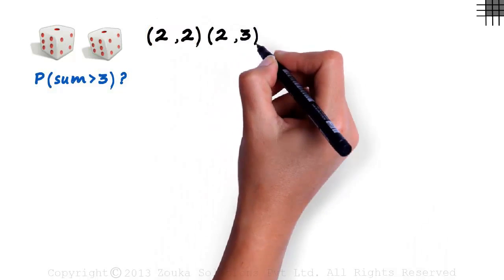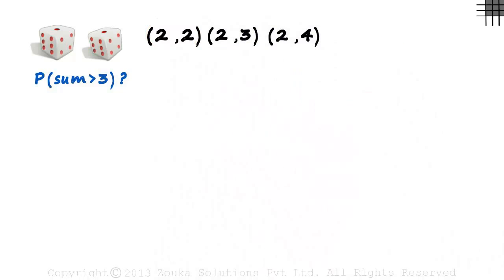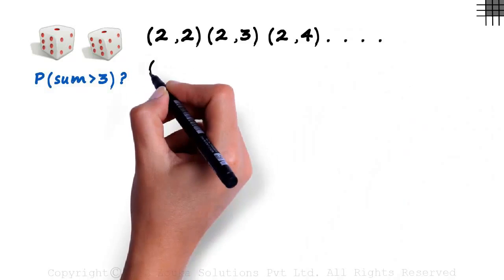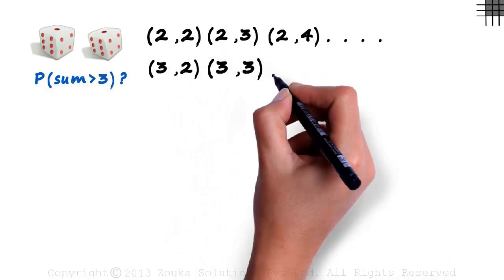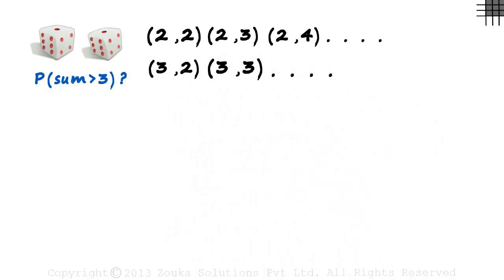2 and a 3, 2 and a 4, and so on up to 2 and a 6. Then a 3 and a 2, a 3 and a 3, and you realize that the list is really very long. So this is not the right approach.